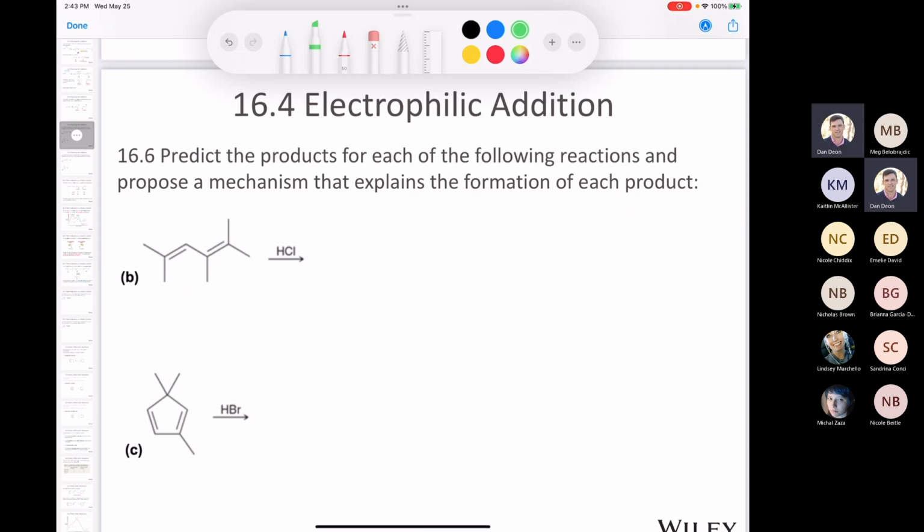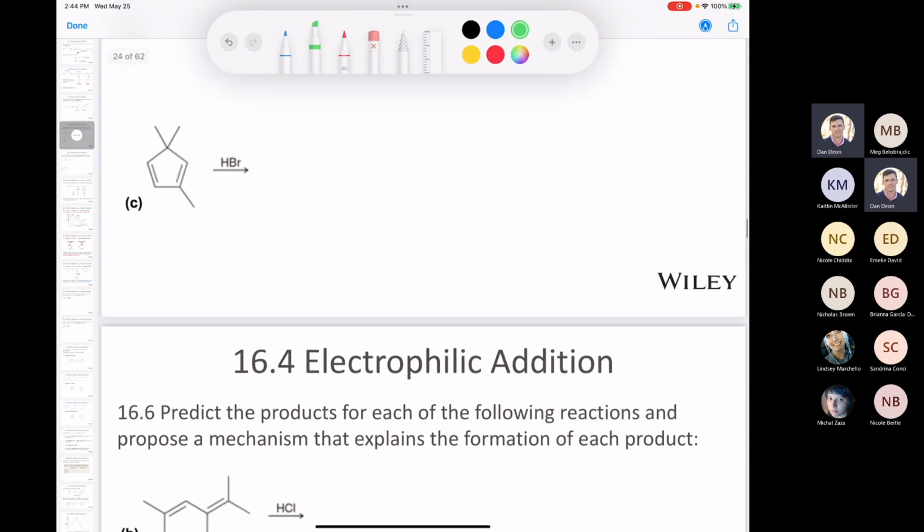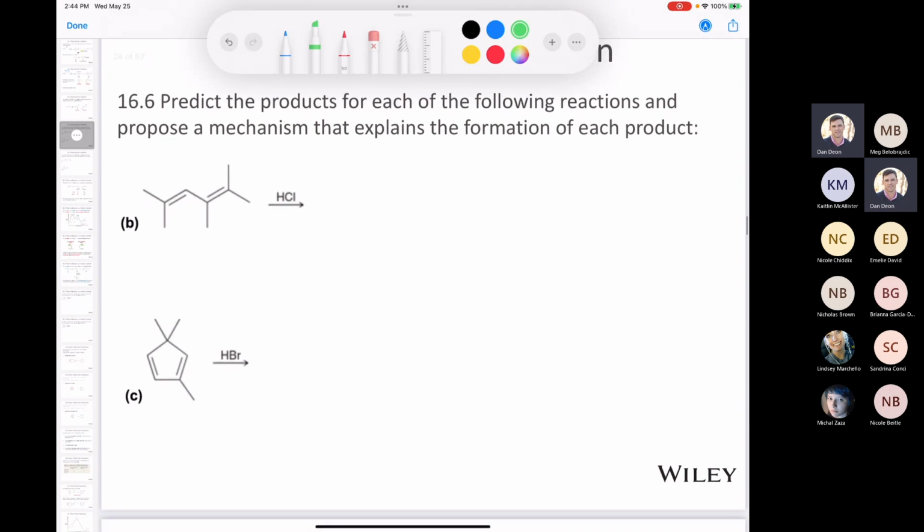So let's start with question 16.6b, and it says, predict the products for this reaction and propose a mechanism that explains the formation of every product. Well, I think I gave myself 2 slides here, and the reason why is because we need 1 slide just to solve the first problem. So we've got a fully conjugated system here. Everything is fully conjugated right here. And what we're going to do is draw the reaction mechanism for the entire thing. So let's get started here.